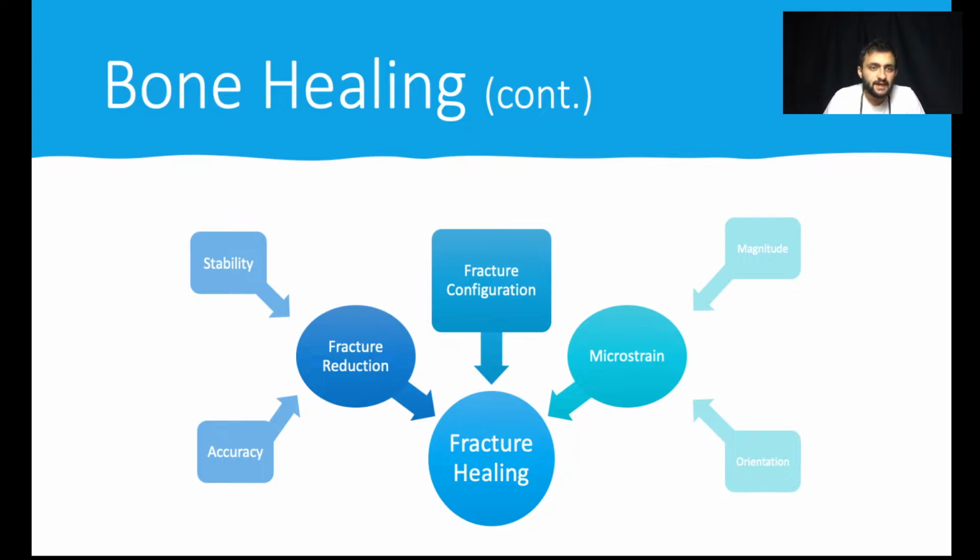So, thinking about bone healing, okay, there are a bunch of things that really go into it. Fracture reduction is a big one, the fracture configuration is another big one, and the microstrain is a big one. The magnitude of the microstrains and the orientation of the microstrains play a big role. There are two factors when we think about microstrains. And when we think about fracture reduction, we think about the accuracy and its stability.